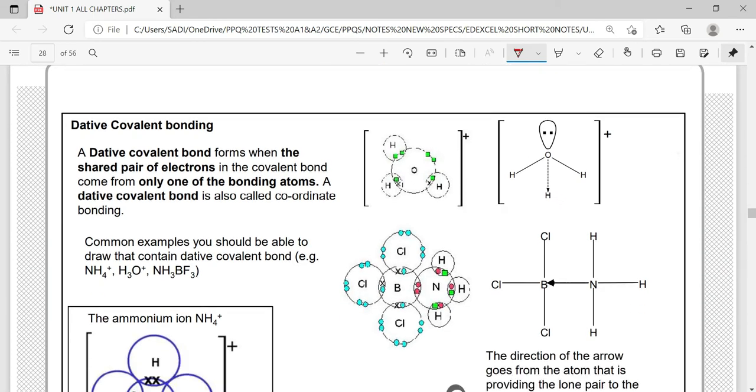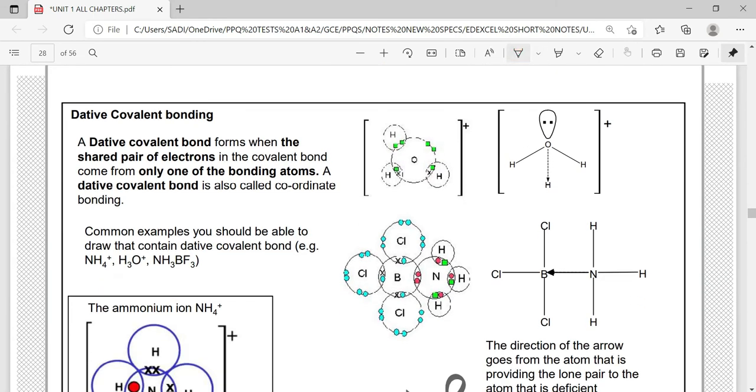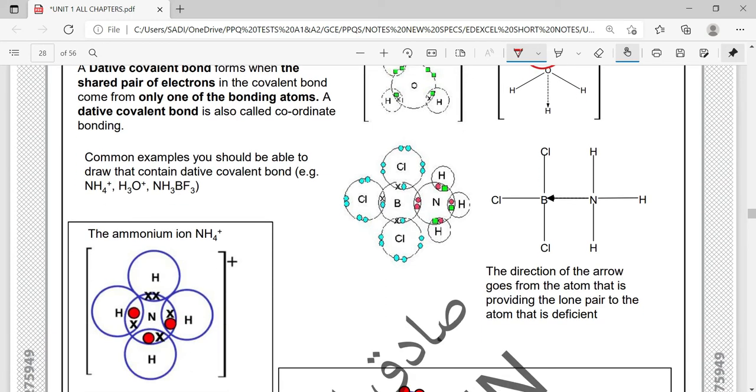This is the dative covalent bond which I talked about in the previous class also. You can see here, dative covalency. I told you this is the dative covalency. Okay, you put hydrogen with it. Another example of the dative covalent bond is this combination. Ammonia and boron trifluoride, when they combine together, they make a dative covalent bond.